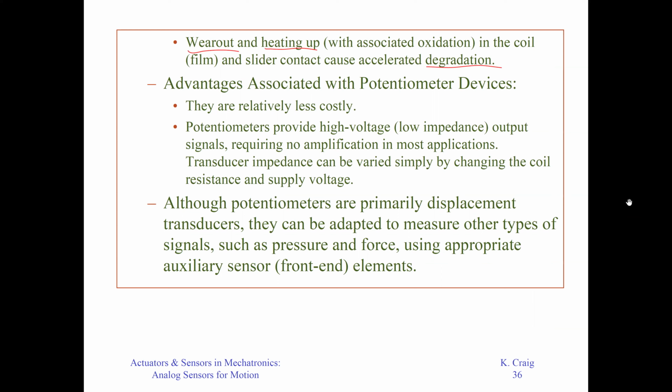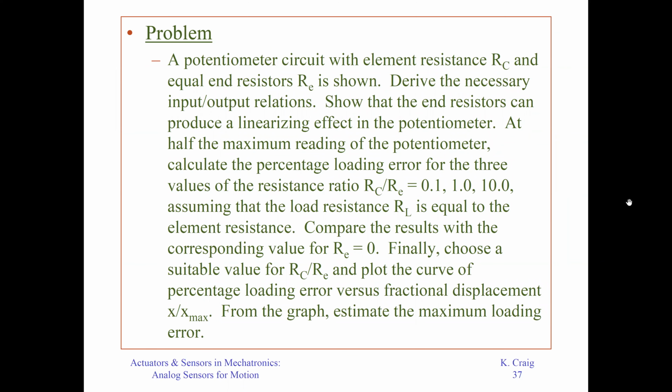But there are good advantages: cheap, easily available, and you can use some higher voltage, and you don't need to have an op amp in many cases if you have a good RL matching. The impedance can be changed by changing the coil resistance. So, conclusion: potentiometer primary displacement transducers can be adapted to measure other types of signals, like pressure or force, using some front end elements. So that's it. We can finish it here.